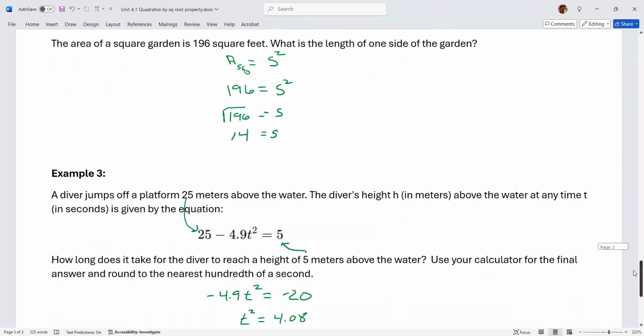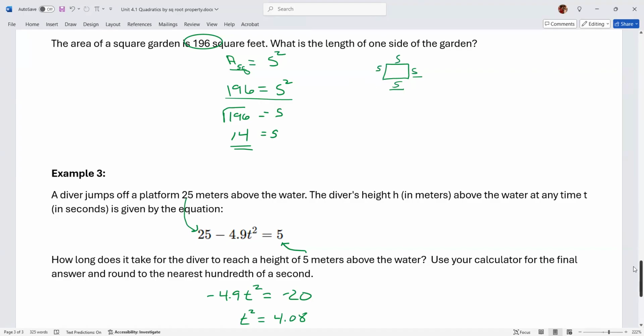Area problem, the area of a square garden. Well, the formula for the area of a square is just s squared. Remember that a square has equal sides. So this isn't a great picture, but each side is s, exactly the same, and area is length times width. Well, the length and the width are exactly the same. S times S is S squared. So 196, I replace that for area. And then this is just a very simple quadratic. Take the square root of both sides. 196 is a perfect square of 14. I only use the positive because, of course, length can only be positive.